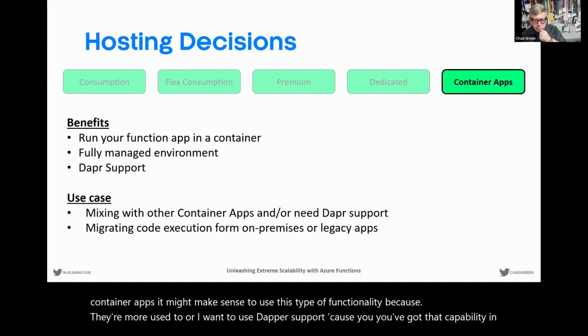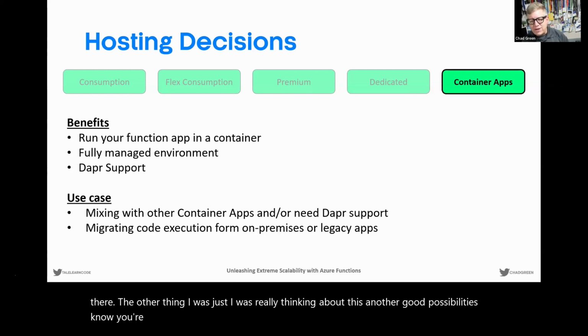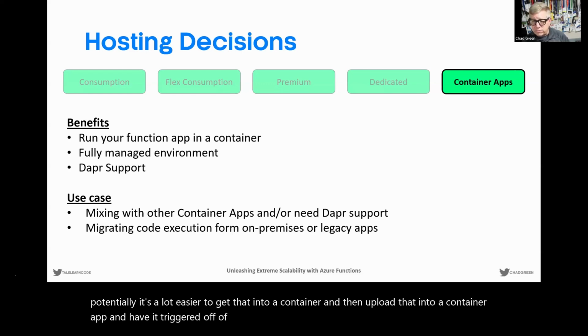The other thing, I was really thinking about this. Another good possibility is you're migrating on-prem stuff, or your legacy apps, to the cloud. Well, potentially it's a lot easier to get that into a container and then upload that into a container app and have it triggered off of an Azure function trigger, right? So, that's kind of things you can think of.